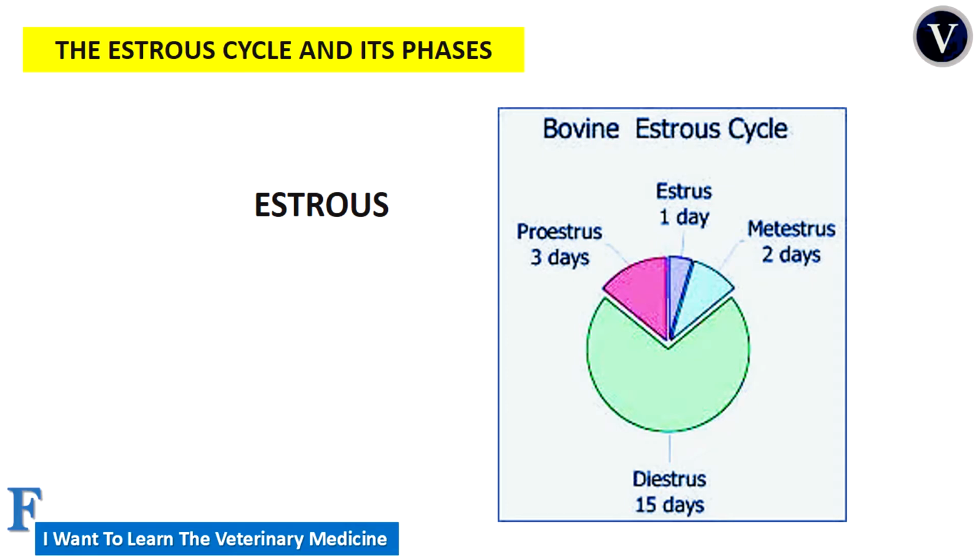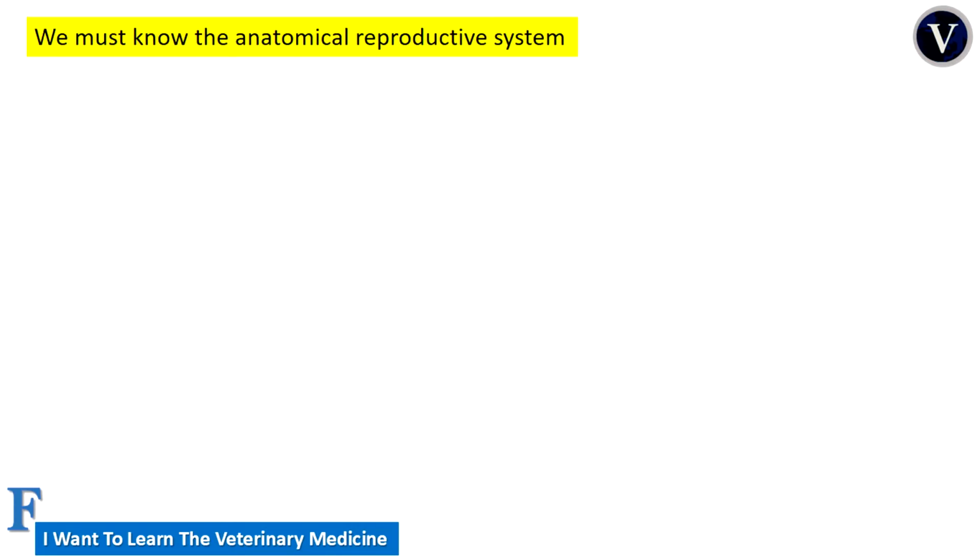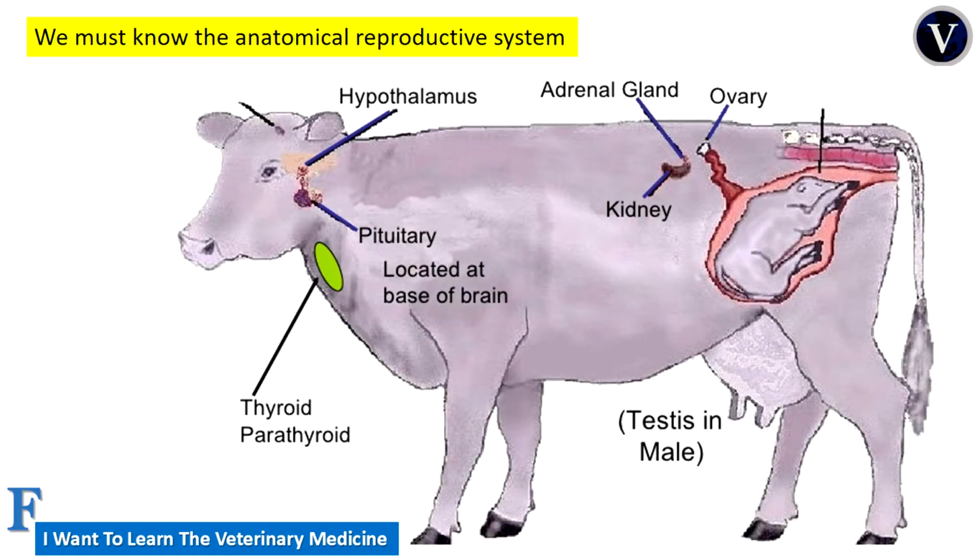But before discussing the whole cycle and its phases, we must know the anatomical reproductive system so we can understand the whole reproductive system in cattle. The ability of a cow to successfully mate, conceive, and give birth to and raise a healthy calf each year is essential, so a good understanding of anatomy and physiology of both the male and female is helpful in successfully managing reproduction. So we are going to talk about the reproductive system in an anatomical way, okay?